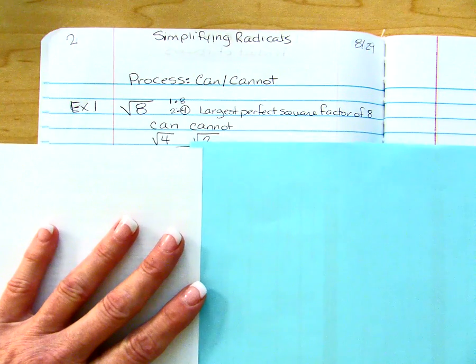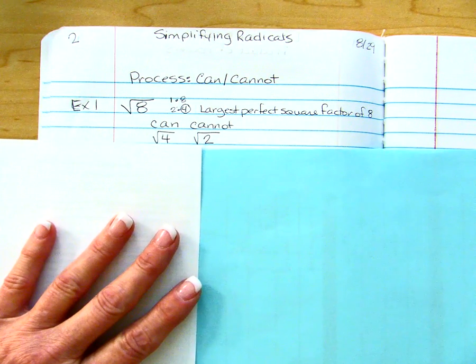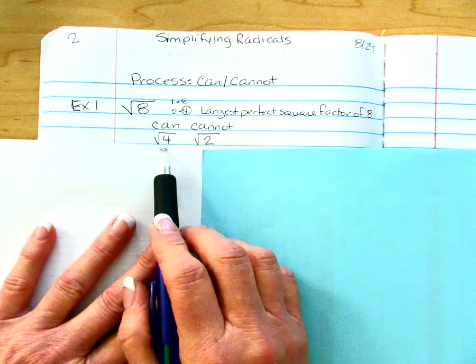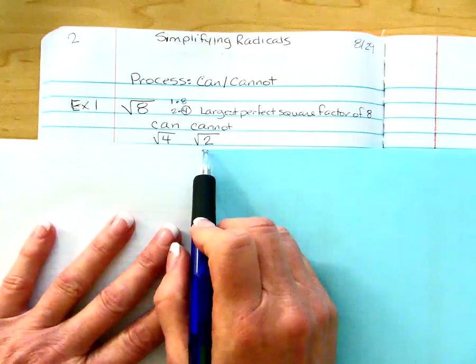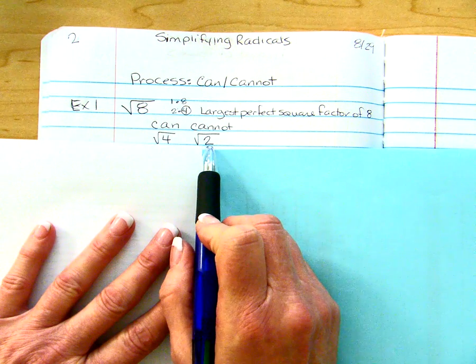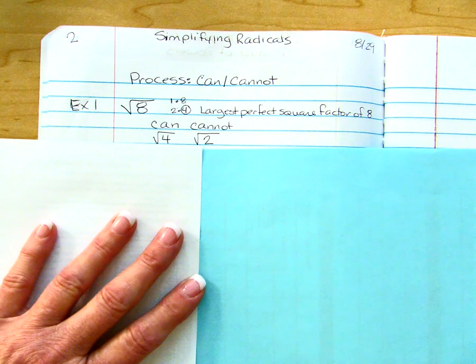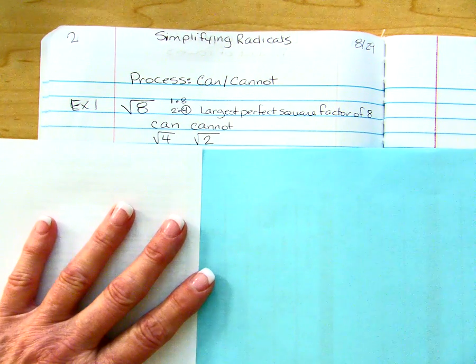So we are going to split this up into can and cannot. 4 is a perfect square, so I can take the square root of 4. I, however, cannot take the square root of 2. There is no whole number that I can multiply by itself to get 2. 2 is not a perfect square, so we cannot take the square root of it.